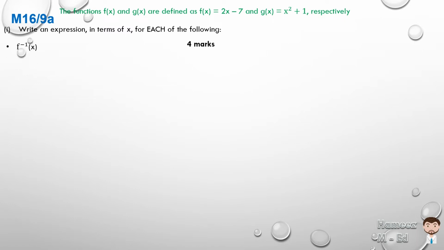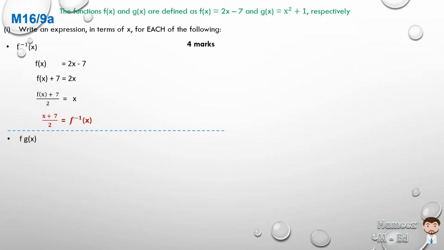F inverse x. So if f of x is equal to 2x minus 7, then let's make x the subject of the formula. So you're going to get f of x plus 7 is equal to 2x. And we want x alone on the right hand side, so we have to get rid of the 2, which is multiplying. So when you bring it across, it will divide. So we'll get f of x plus 7 all over 2 is equal to x. So let's rewrite it. So we get x plus 7 all over 2 is equal to f inverse x.